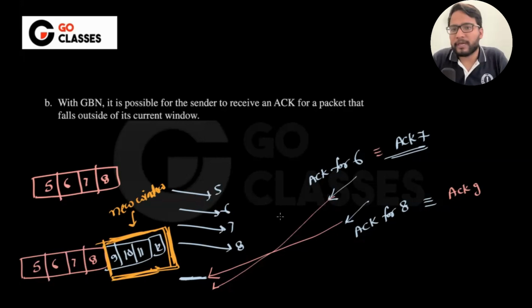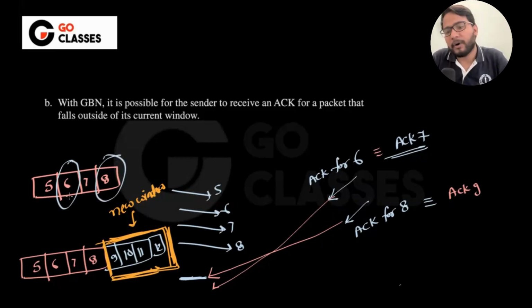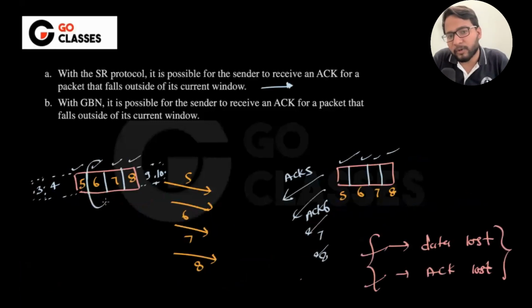So in Go Back N, is this possible? Then the answer is yes. It is definitely possible in Go Back N. But is this possible in Selective Repeat? The answer is no. The reason is that here I'm shifting even without getting the ACK for 6, right? Am I shifting based on the ACK for 6 or the ACK for 8? The ACK for 8. Even without worrying about the ACK for 6, I am shifting. But in Selective Repeat, can I shift without worrying about the ACK for 6? No, right? I must get the ACK for 6 and only then shift. That's how I shift in Selective Repeat.